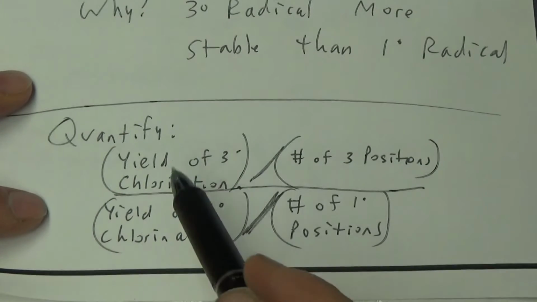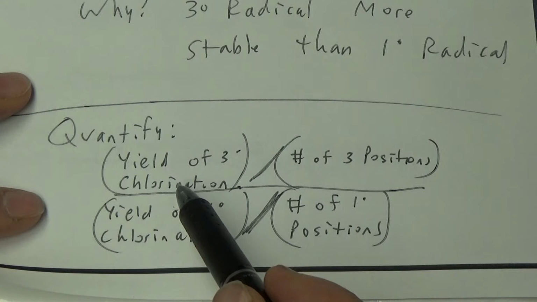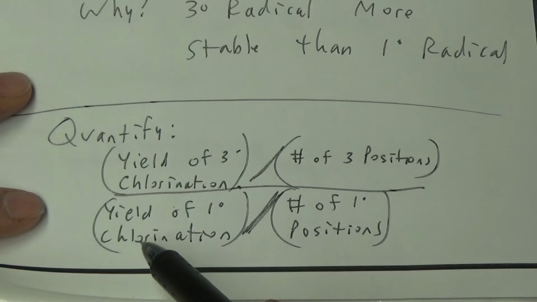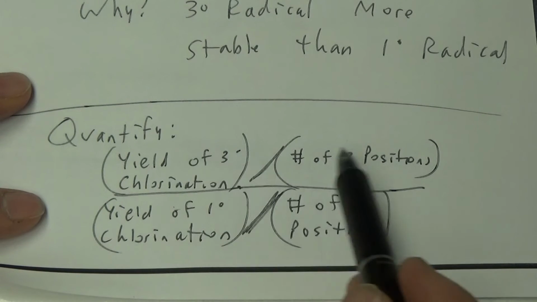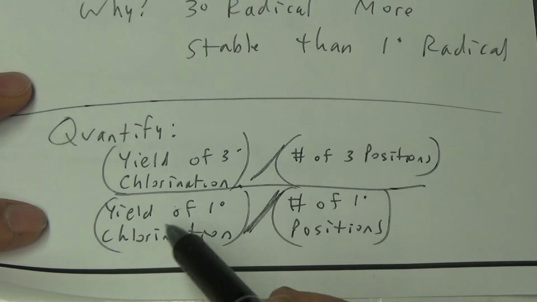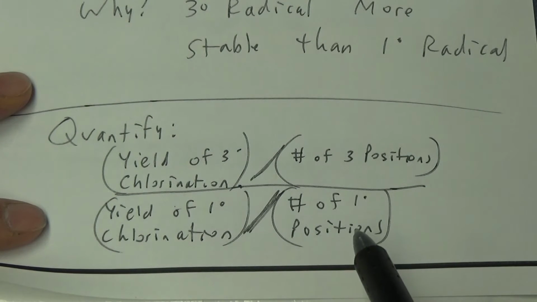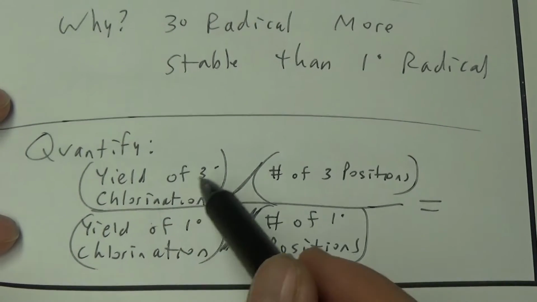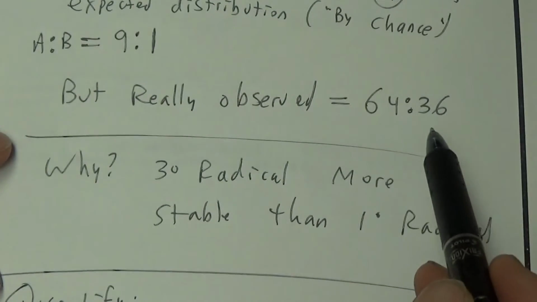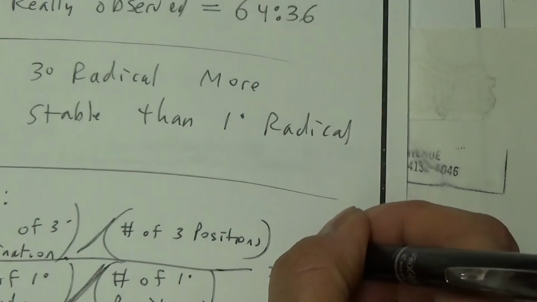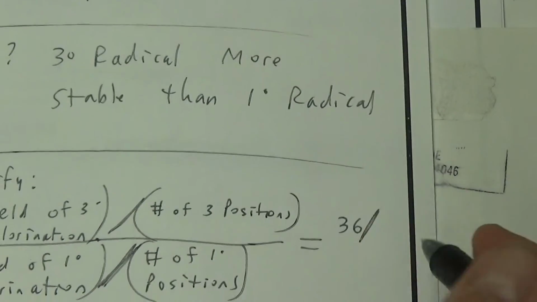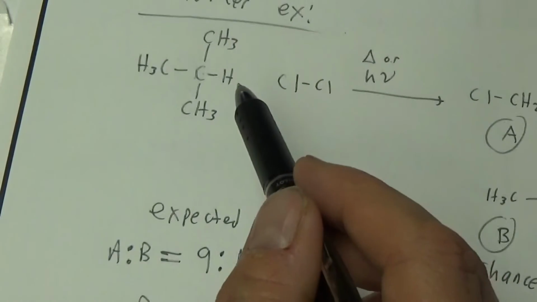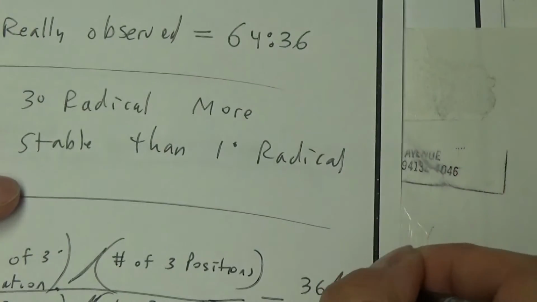All right, so it's the same exact formula. Yield of tertiary divided by the number of tertiary positions, divided by, on the bottom, so this whole top term is divided by the bottom term, which is the yield of primary chlorination divided by the number of primary positions. Okay, what is the yield of tertiary chlorination? Yield of tertiary chlorination is this 36. And how many tertiary positions are there? There's 1. 36 divided by 1.